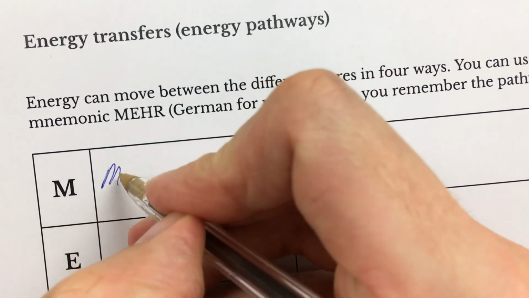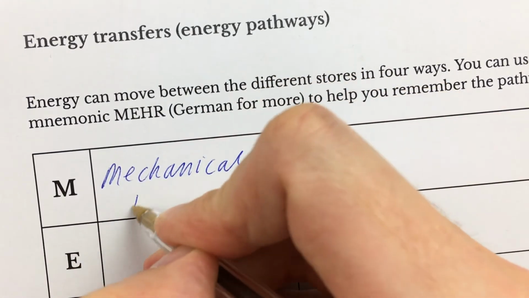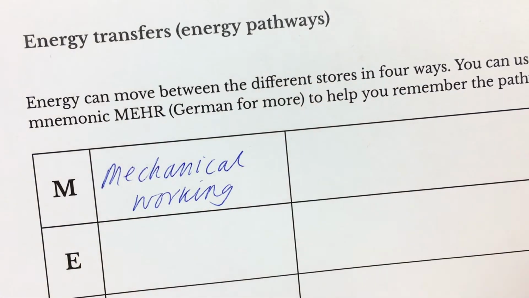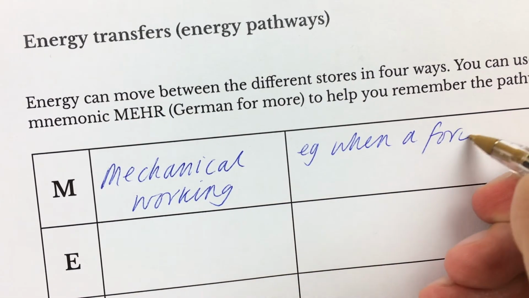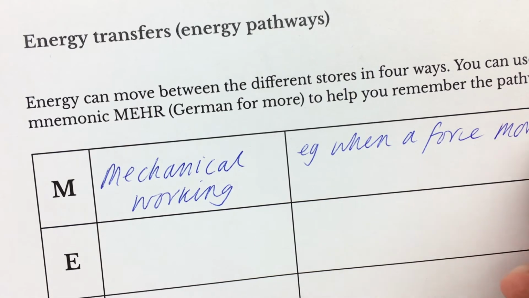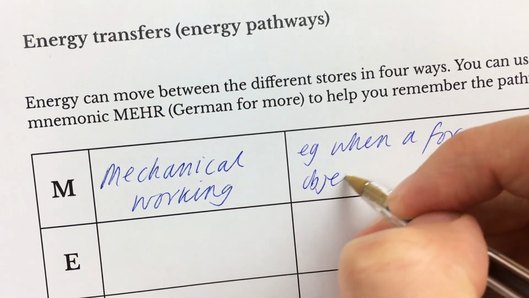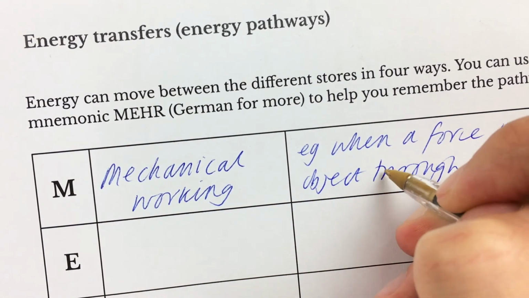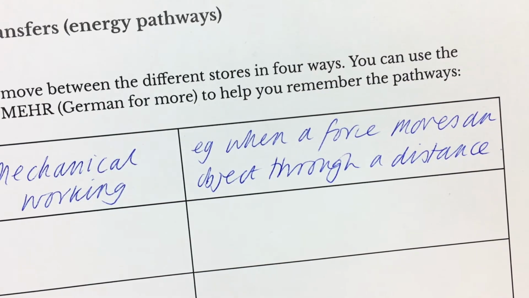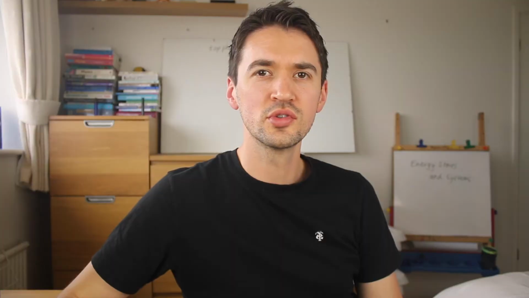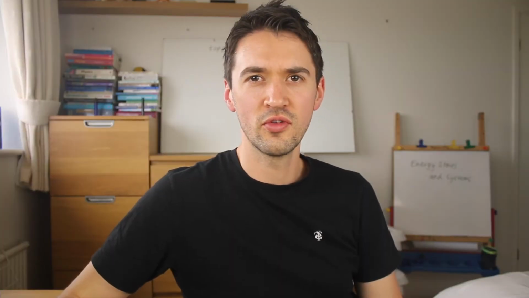another. M stands for mechanical working. Work has a definition in physics, but essentially mechanical working is when a force acts on an object through a distance and that transfers energy from one store to another. So for example, you kick a ball, when you put a force on that ball, you transfer energy from the chemical store in your body, in your muscles, to the kinetic energy store of the football.